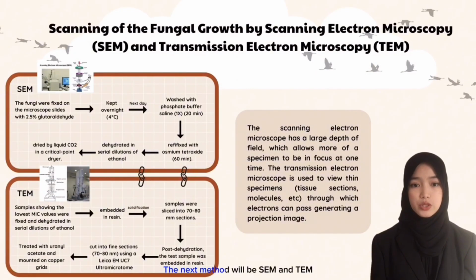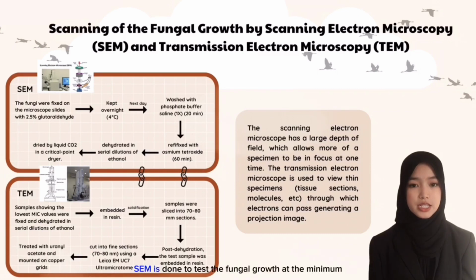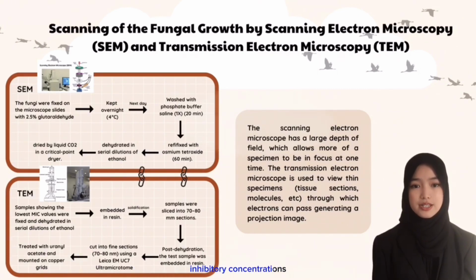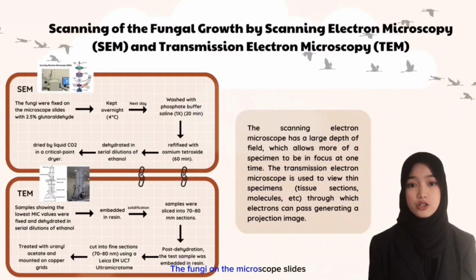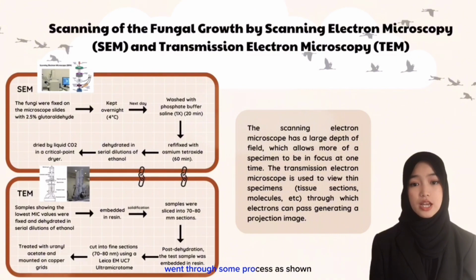The next method will be SEM and TEM. SEM is done to test the fungal growth at the minimum inhibitory concentrations and compared to the untreated control. The fungi on the microscope slides went through some process as shown and were coated with a thin layer of gold before being visualized by the SEM microscope. The same case for TEM. The fungal samples went through necessary treatment before being able to observe under the TEM microscope.